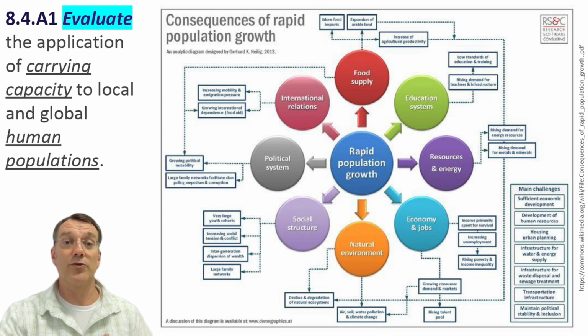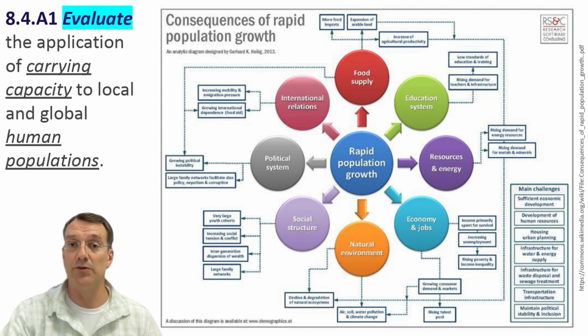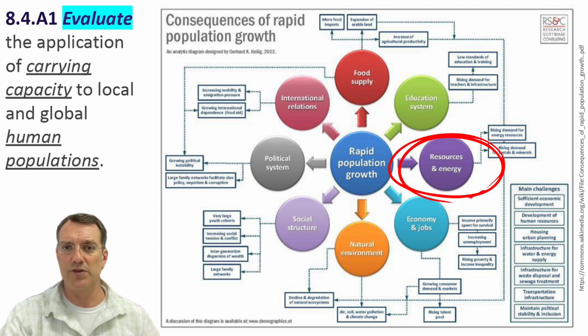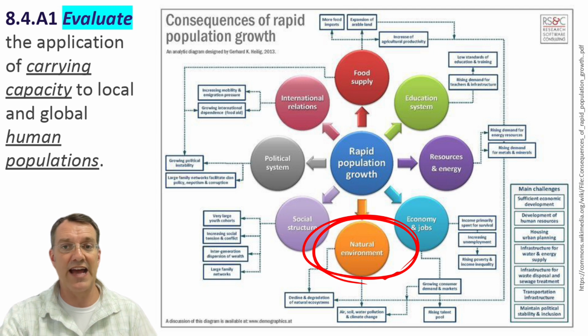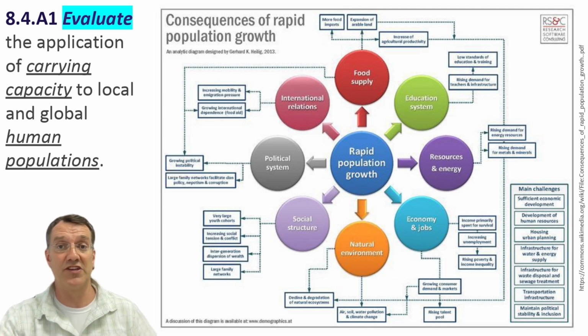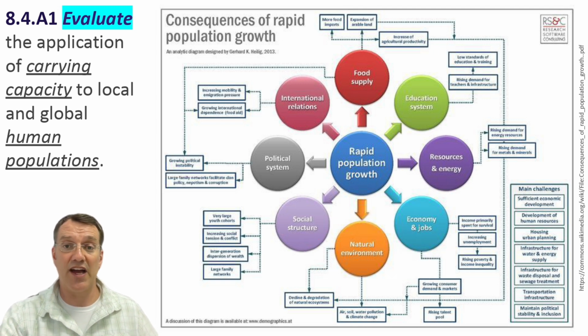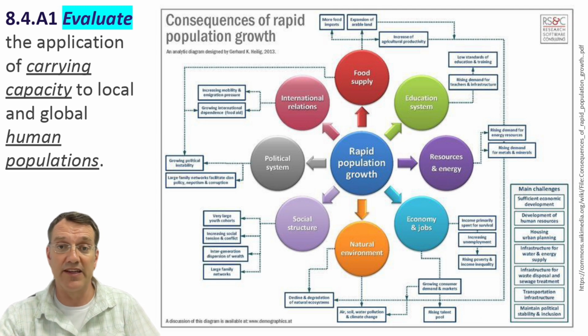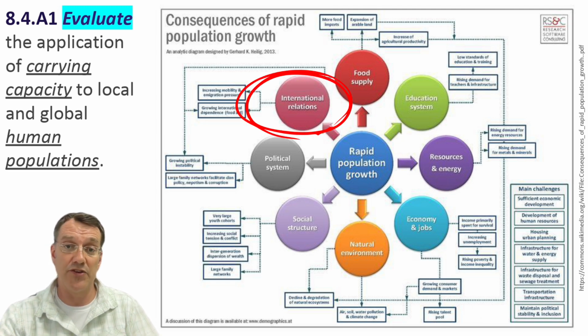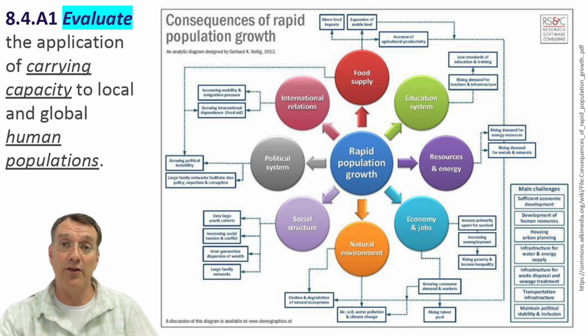Rapid population growth creates challenges at multiple scales. Food supply, resource availability, environmental quality, and economic systems all face increasing pressure. Different sectors of society experience these impacts differently, and that affects international relations, and it creates both local and global consequences.